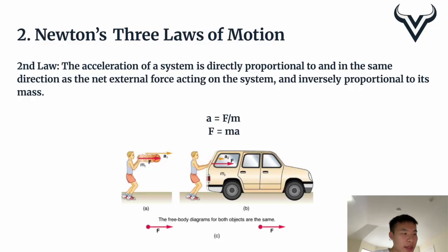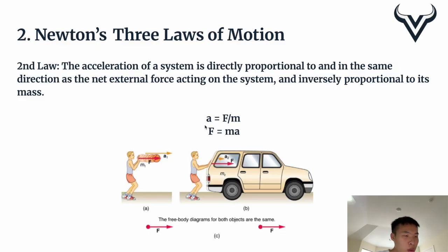Now let's talk about Newton's second law. Newton's second law states that the acceleration of the system is directly proportional to and in the same direction as the net external force acting on the system, and is inversely proportional to its mass. Or we can use the expression a equals F over m, or rearranging the equation, F equals ma, to represent this. Let's look at it more closely.